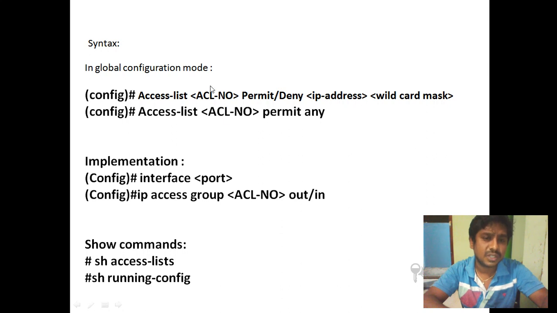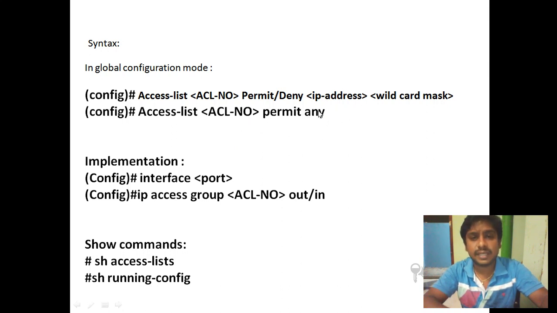In the case of a named ACL, we need not write the access list number repeatedly. Once we write the standard ACL name, we need not mention it on every statement. Whereas in the case of a numbered ACL, we need to write the ACL number on all the statements, and we need to write permit any.